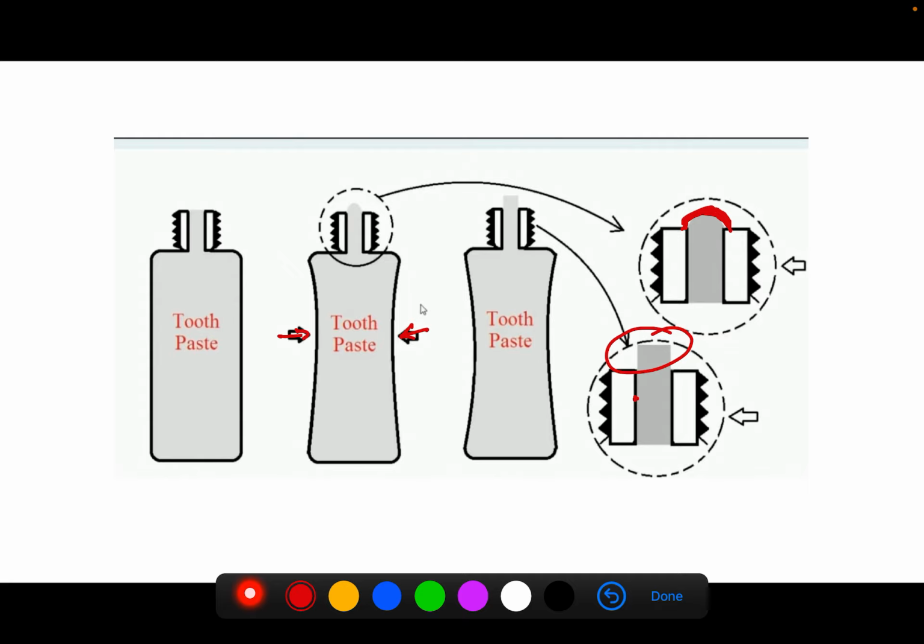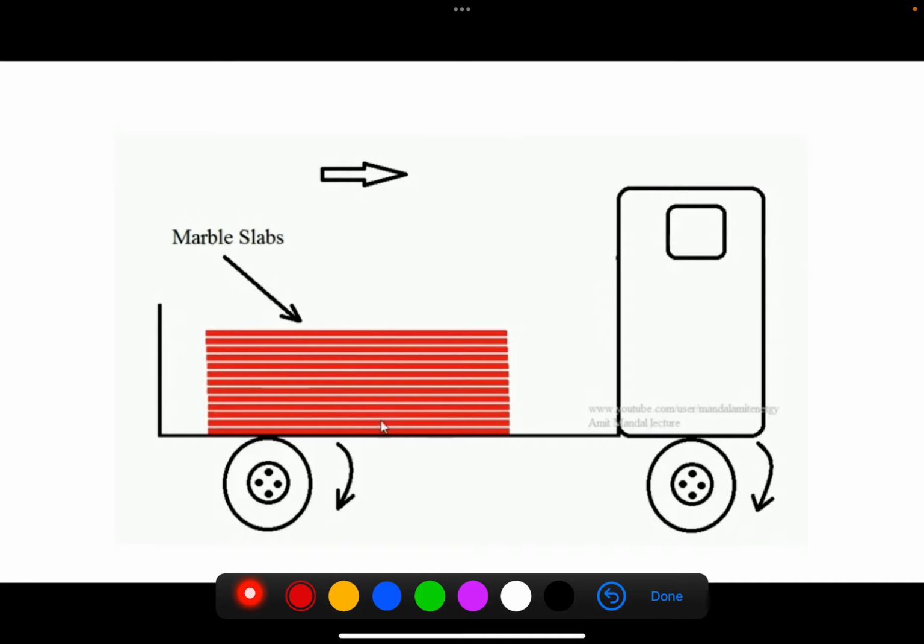Another example: a truck carrying marble slabs. This is the first layer, then 1, 2, 3, 4, like that. So different solid layers are there. We are discussing fluids, but we are trying to explain with an example using solids.